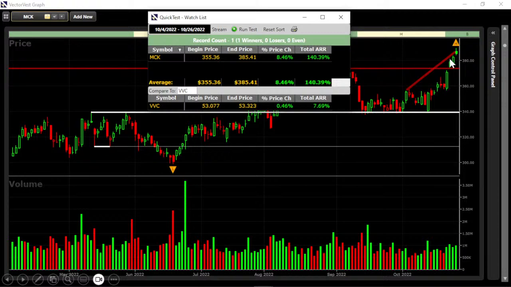I'm okay with an 8%, 8.5% return in just a couple of weeks. Guys, that's annualized out to 140%. I'm not saying you're going to make 140% every year. I just want, comparing apples to apples, 8.5% in this shorter period of time is a very significant return. Okay?